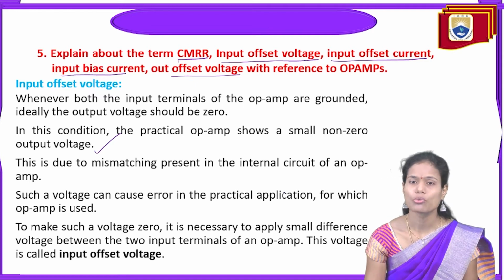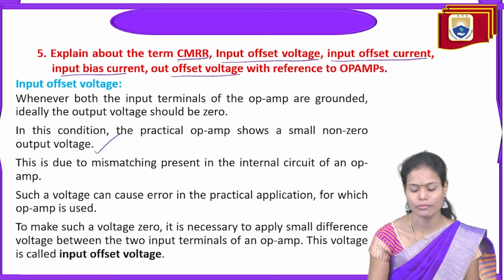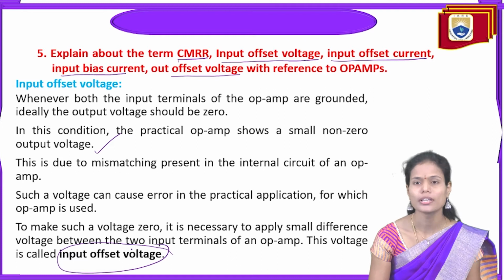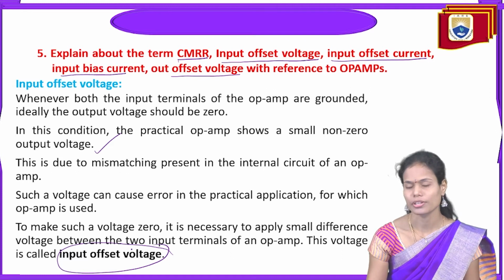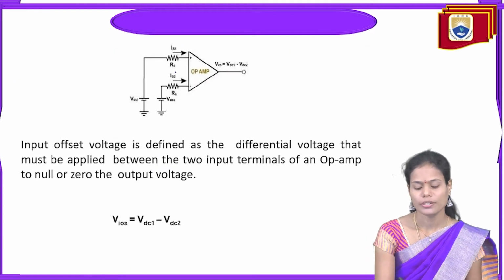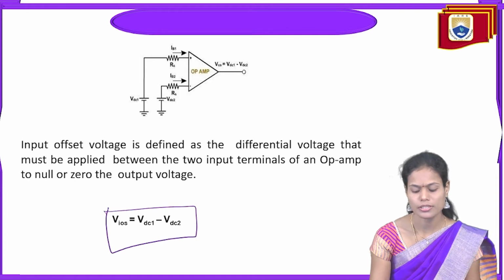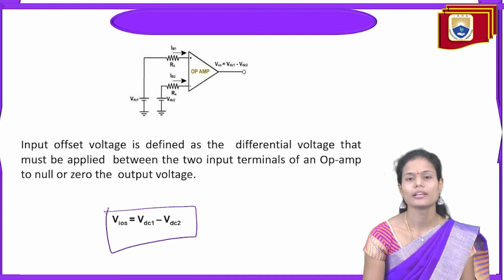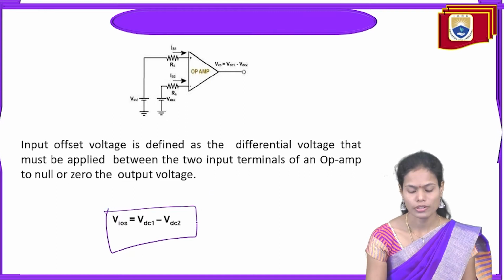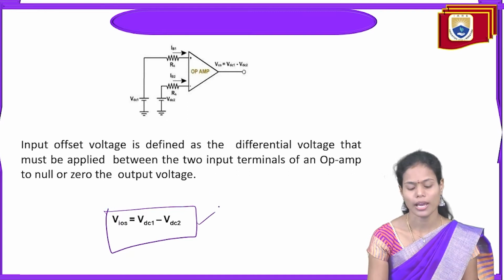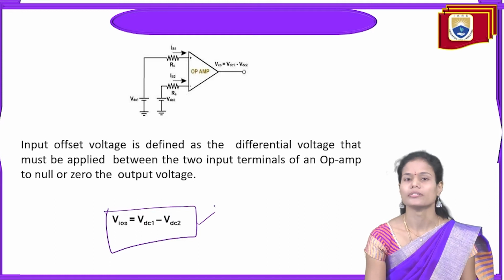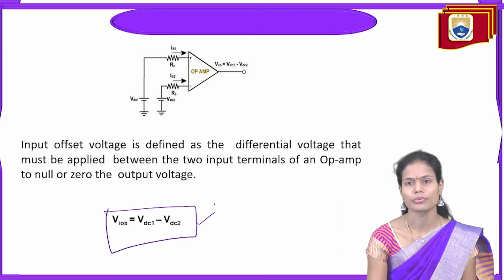So to make such a voltage 0, it is necessary to apply some small difference voltage between the two input terminals of the operational amplifier. That voltage we are calling the input offset voltage, that is the difference VDC1 minus VDC2. In practical amplifiers this value will be there, but in the ideal operational amplifier, the input offset voltage is almost 0.